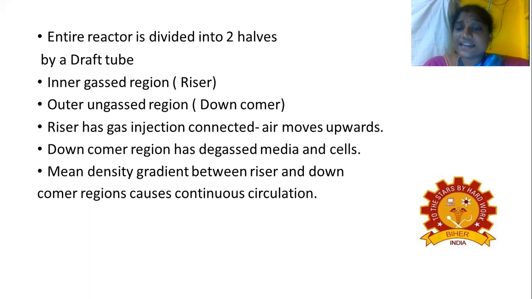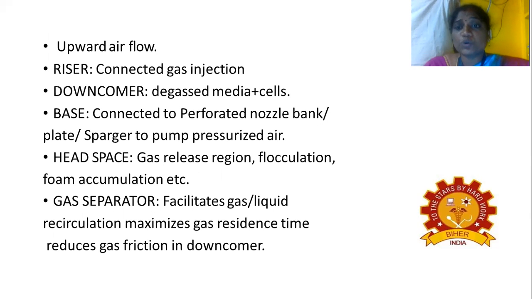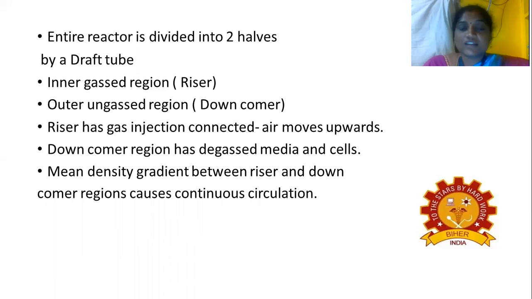That is called the downcomer. So the entire reactor is divided into two arcs by a draft tube. There will be two regions, as I told, a riser and a downcomer. Here the riser is the inner gassed region, and the downcomer would be the outer ungassed region.